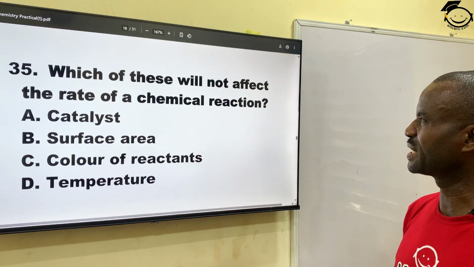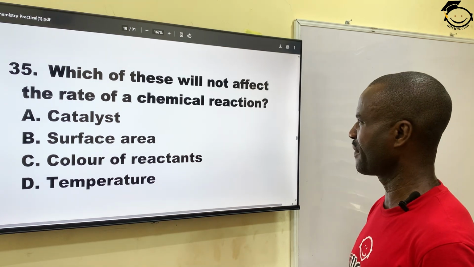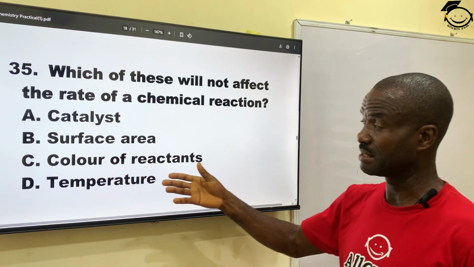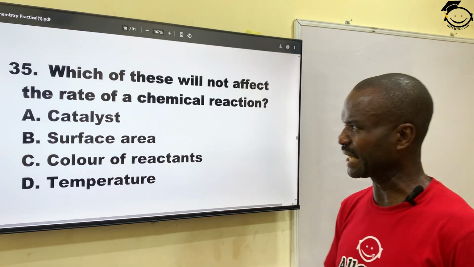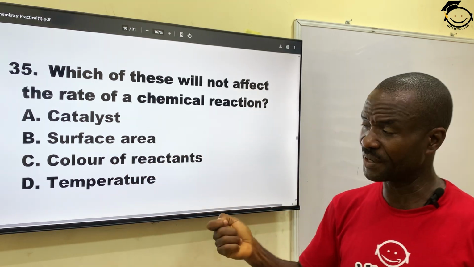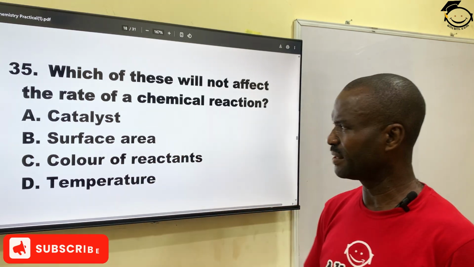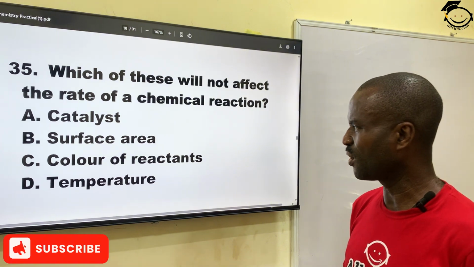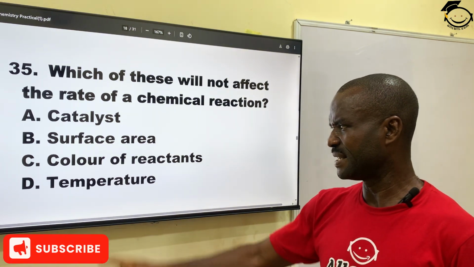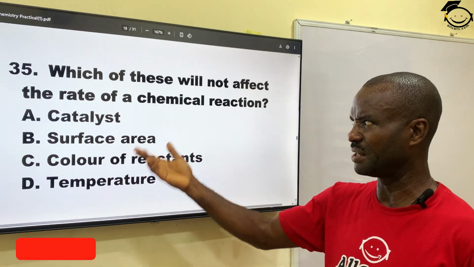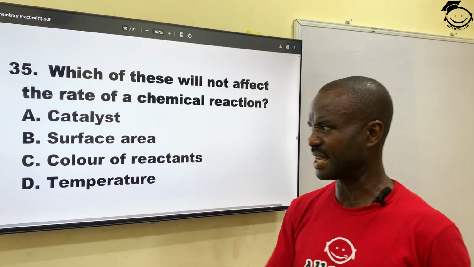35. Which of these will not affect the rate of chemical reaction? A. Catalyst. Of course, catalyst will affect the rate, it will increase or slow down the rate of chemical reaction. B. Surface area. Then C. Color of the reactant. D. Temperature. Of all these, color has no effect on the rate of chemical reaction. So the correct answer is C.